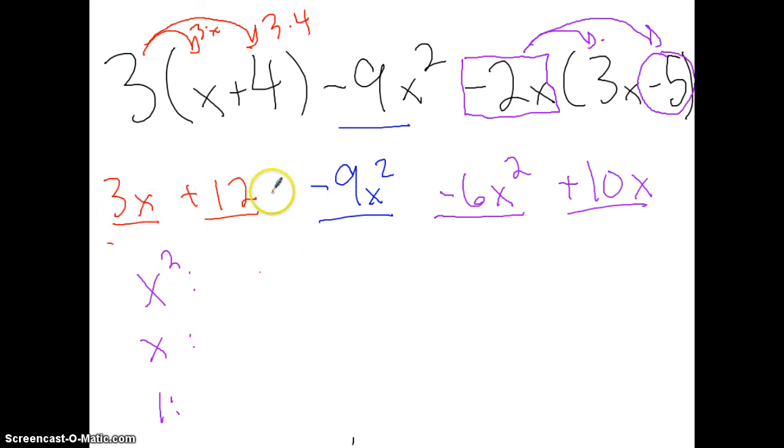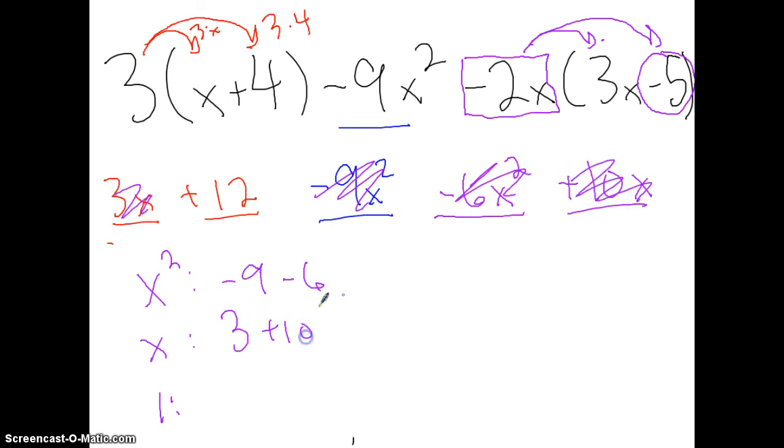So how many x squares? Oh, negative 9 of them here, and minus 6 of them here. Okay, so I'm going to add those two together because they are like terms. And then the x's, I've got 3 here. Let me scratch these out because I'm done with them. I've got 3 x's here, accounted for, and 10 x's here, accounted for. And then the last term here, the number, the degree 0, is 12. Everything is accounted for.